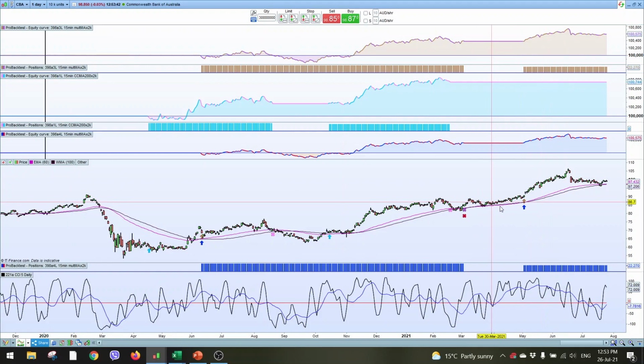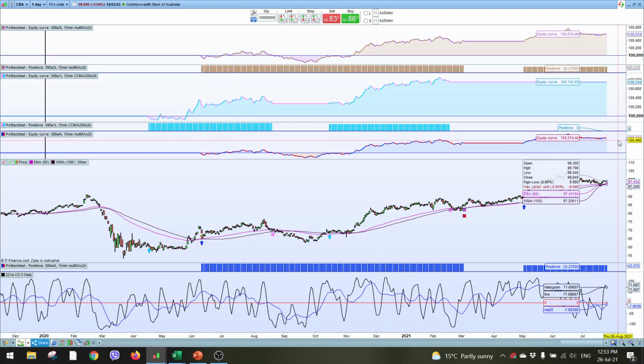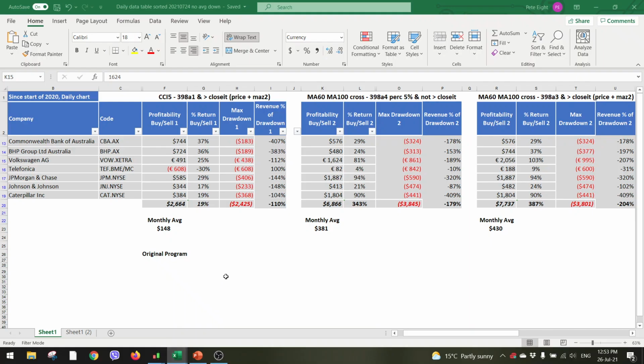Now the Commonwealth Bank in this example has generated 575 here. This is a live chart at the moment; we're trading now, Monday morning. It's generated 574, same as this one. So these two programs are generating the same revenue. Let's go very quickly to another. You can see here 576, 576. So they're the same revenue versus 744 for the CCI.